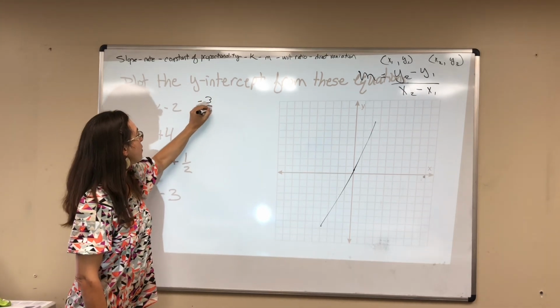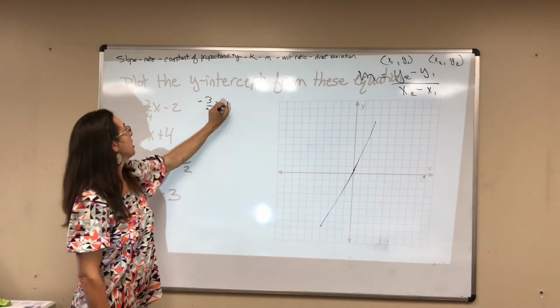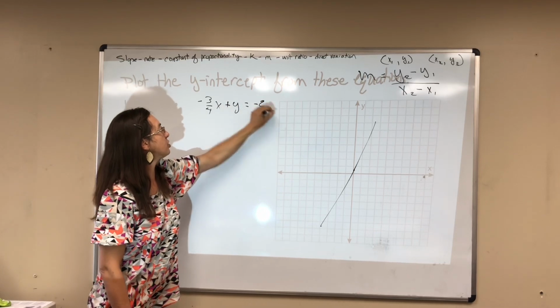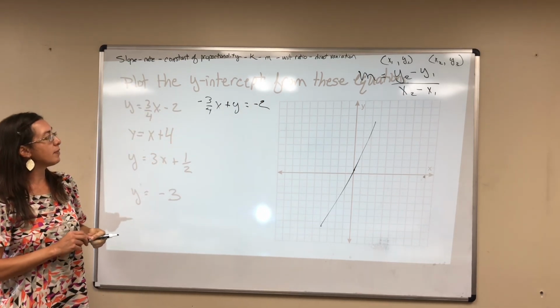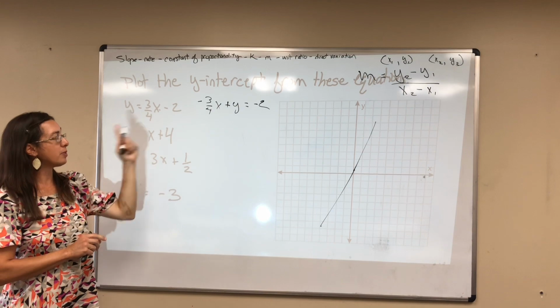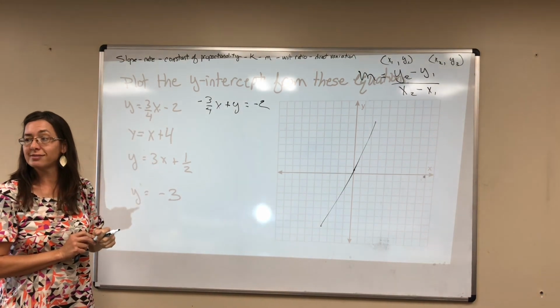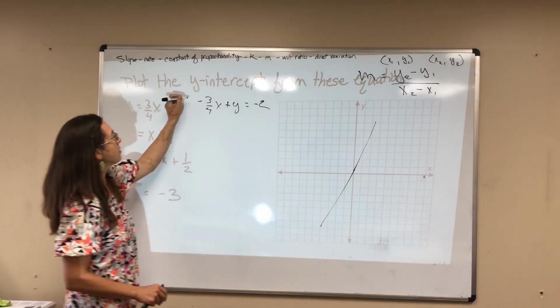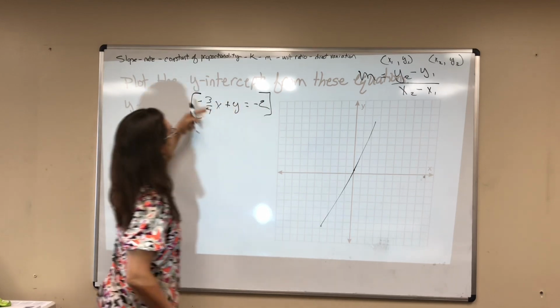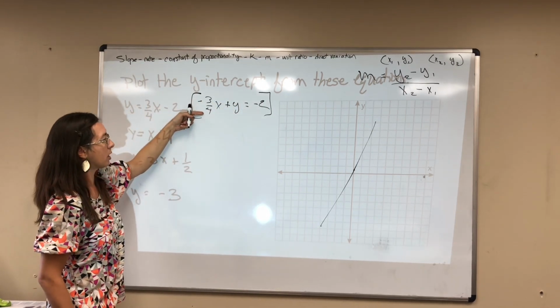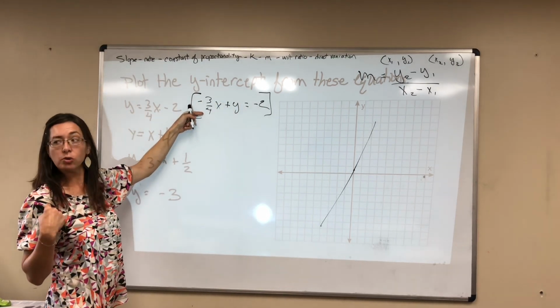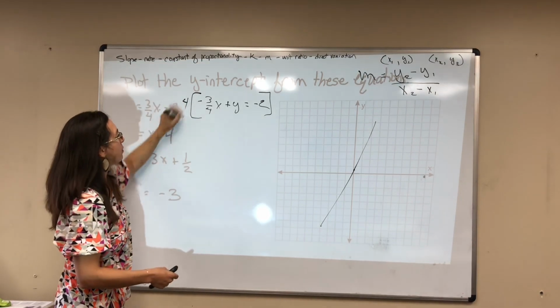He's now negative 3/4 x plus y equals negative 2. Now we have a problem because he is both negative and a fraction. How do we get rid of the fraction, the denominator? We have a divided by 4, so we are going to multiply by 4.